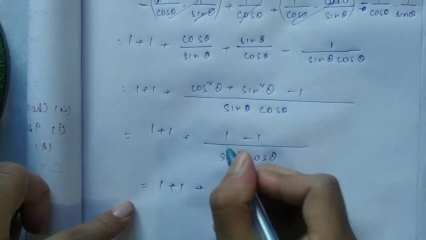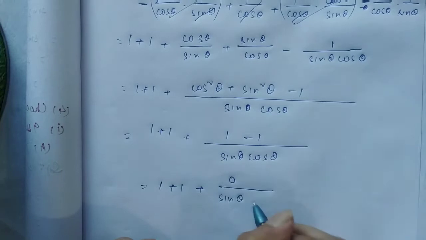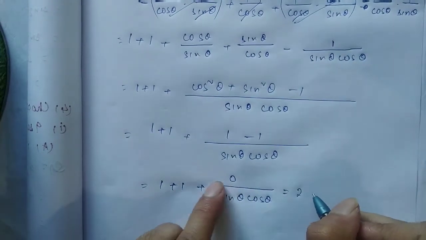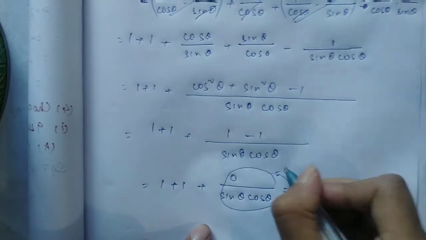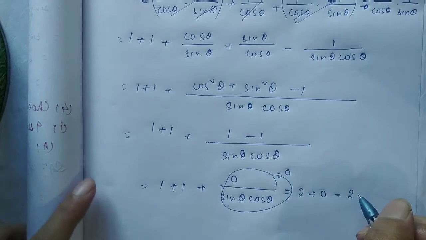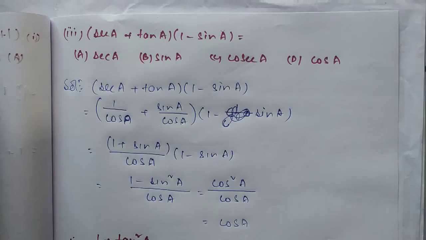Now 1 minus 1, it is 0, and sin theta by cos theta. So it comes out to be 1 plus 1 is equal to 2, and this whole term gets equal to 0. So 2 plus 0 is equal to 2. So our answer comes out to be option number C, that is 2.